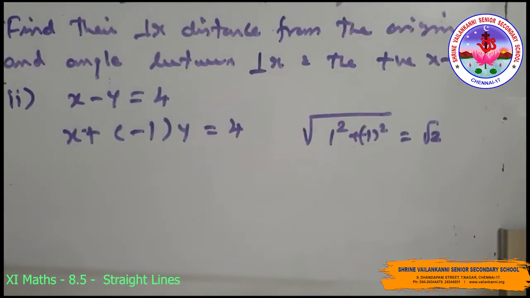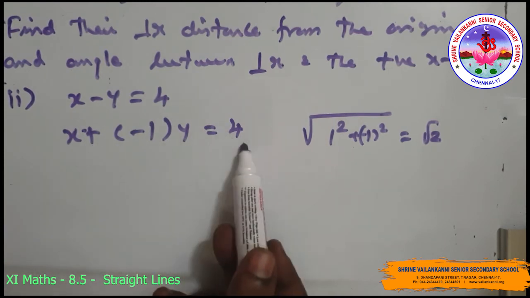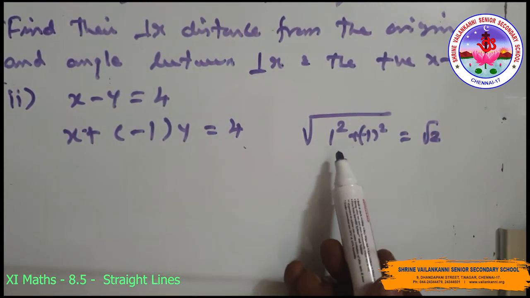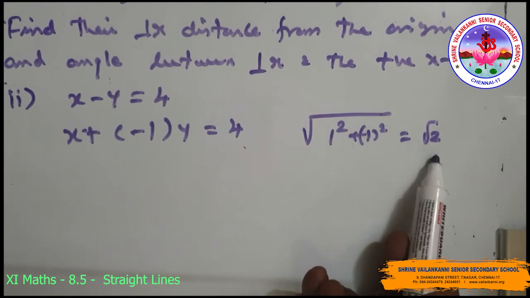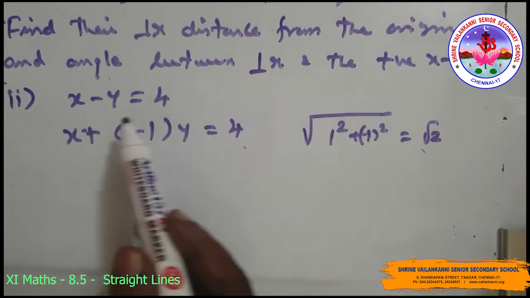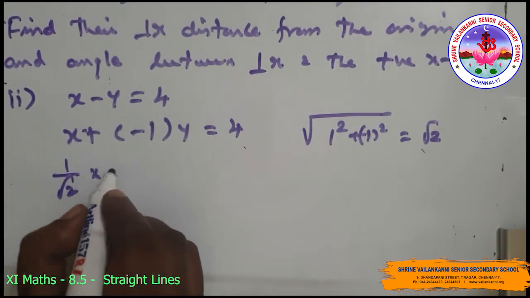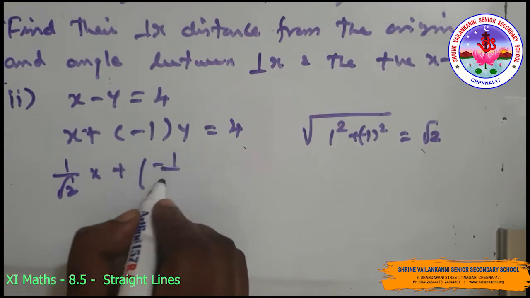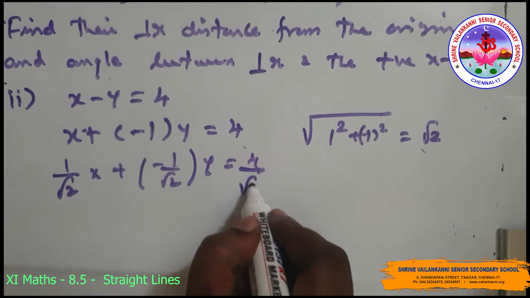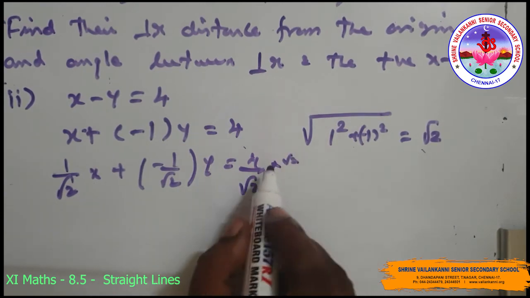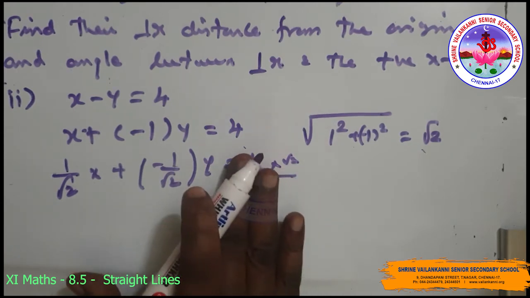Second subdivision, x - y = 4. Writing this as x + (-1) y = 4. Square root of a square plus b square: 1 square plus (-1) whole square, which is equal to root 2. So dividing both sides by root 2, we get 1/root 2 of x + (-1/root 2) of y = 4/root 2. Here rationalizing this, we get 4 root 2/2. So when we cancel this, we get 2 root 2.